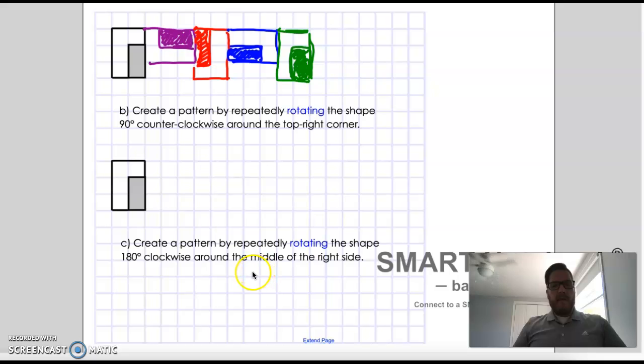Anyway, so part C, it says to create a pattern by repeatedly rotating the shape 180 degrees clockwise around the middle of the right side. And so that midpoint is going to be right here. And so I suppose one of the nice things is that my shapes are just going to all kind of build to look like this. So here's the first rotation, that's 180 degrees. So here's the midpoint over here.